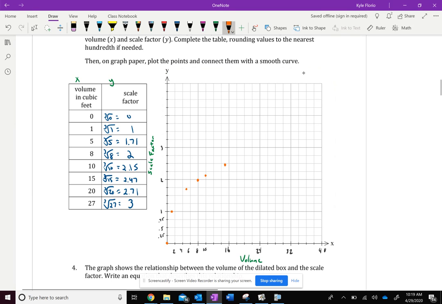And when we're at 20, we get 2.71. So 20, 2.71 is right under 2.75. And when we're at 27, we're going to be at 3. So 27, 3.